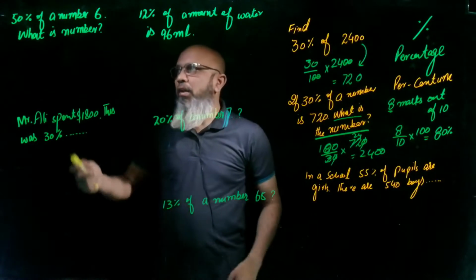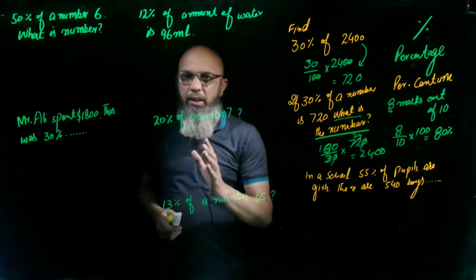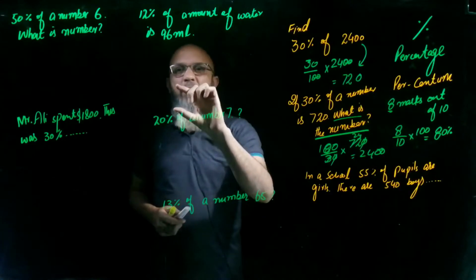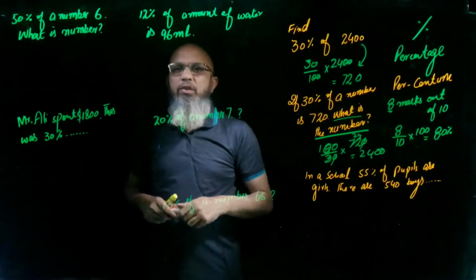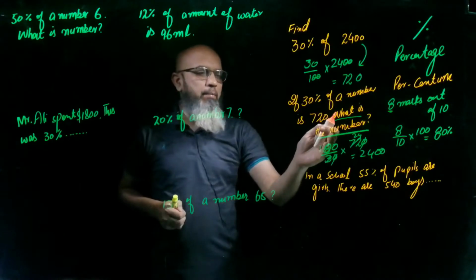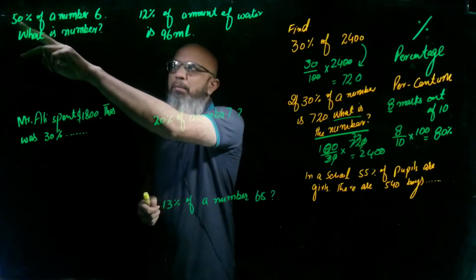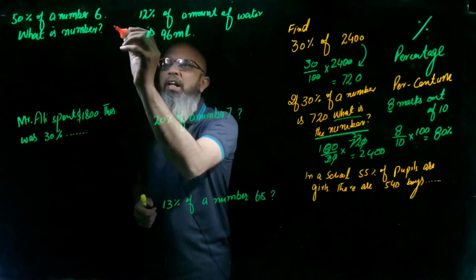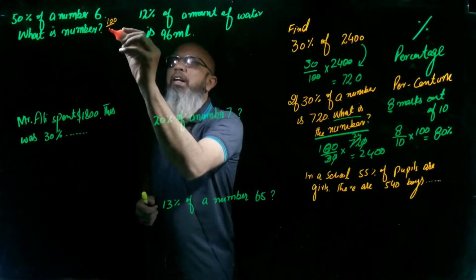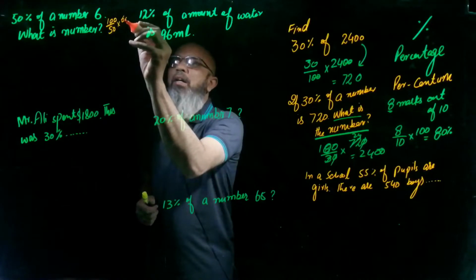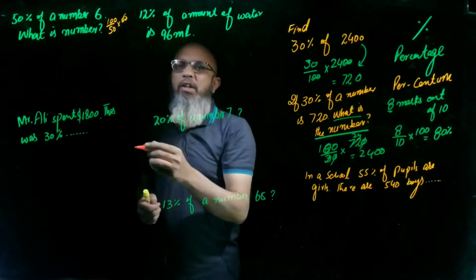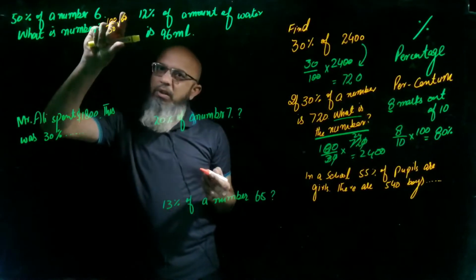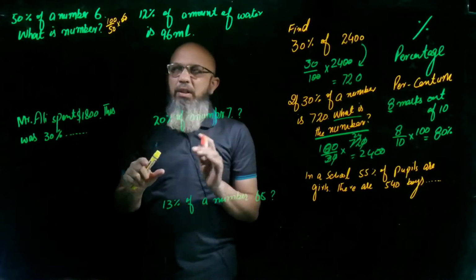First question: 50% of a number is 6. What is the total number? Just remember that 50% of a number is 6. There are two ways to solve these questions. One way is that simply you write percentage in the denominator and 100 in the numerator. You write 100 divided by 50 multiplied by 6, and you get your answer. The other way is also the same method, but you have to write some sentences.